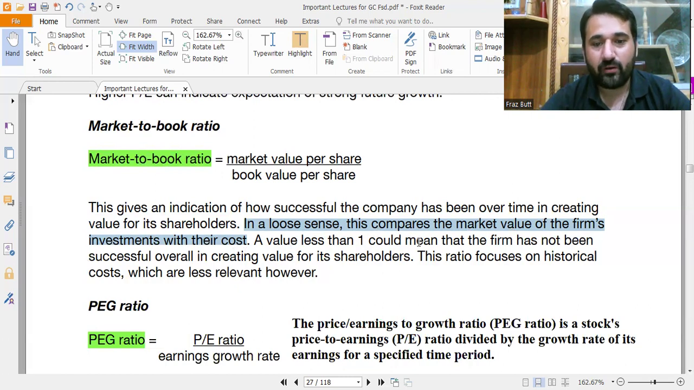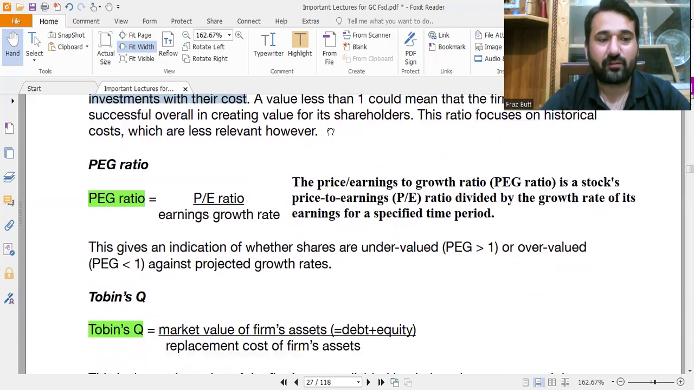A value less than 1 could mean that the firm has not been successful overall in creating value for its shareholders. If the value of the market to book ratio is less than 1, this is not a good sign. It means your firm is not successful in creating value for its shareholders, right? So it needs to be 1 or more than 1. That is a better sign. This ratio focuses on historical cost, which is less relevant, however. So the main focus of this ratio is on historical cost, the previous cost.